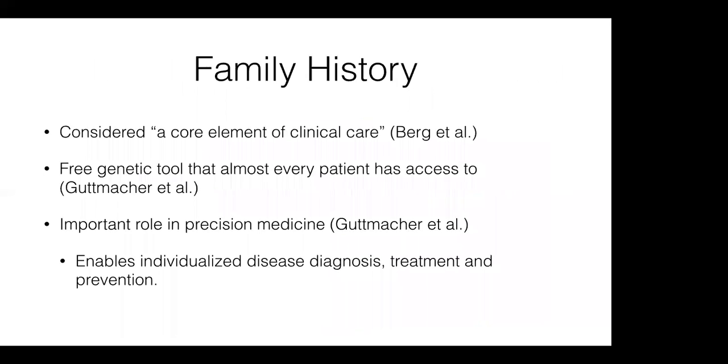So just to give you a little bit of background, family history is considered a core element of clinical care. It has been described as being a free genetic tool that almost every patient has access to. And it plays a very important role in precision medicine because the knowledge of family history information allows us to give more individualized disease diagnosis, treatment, prevention.